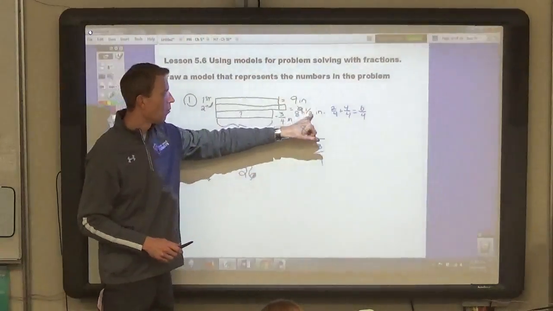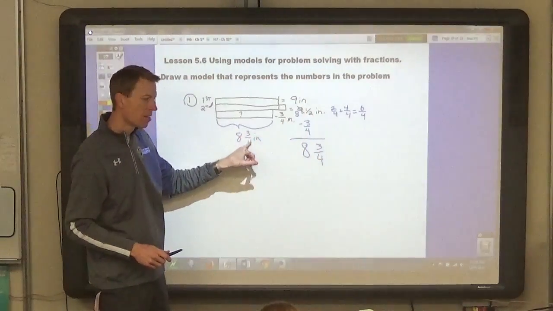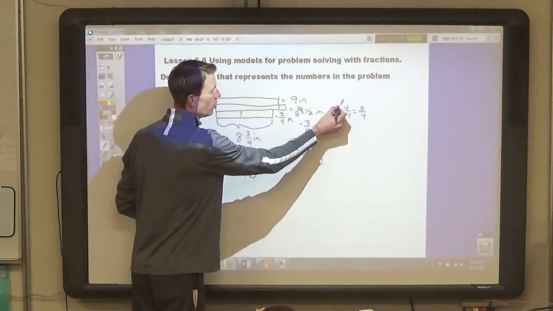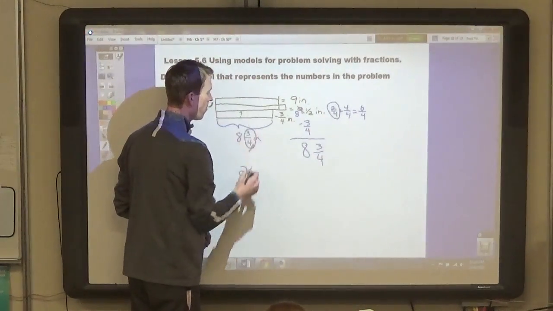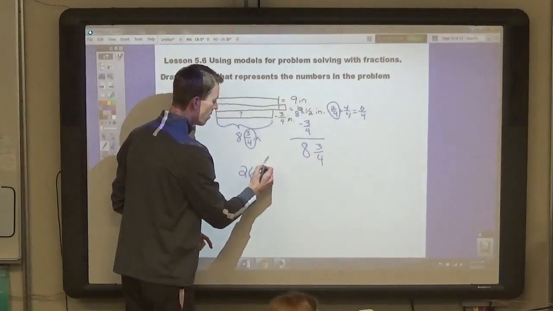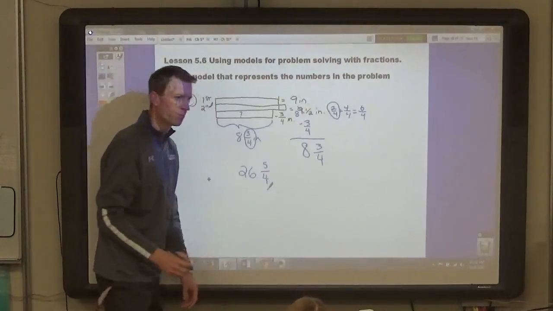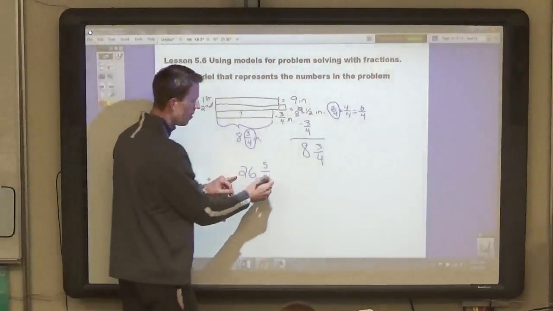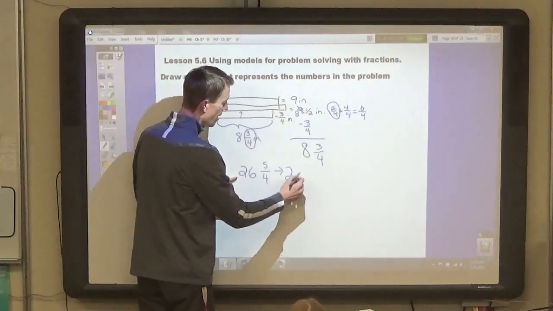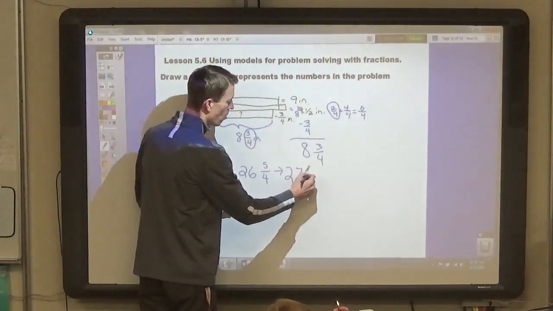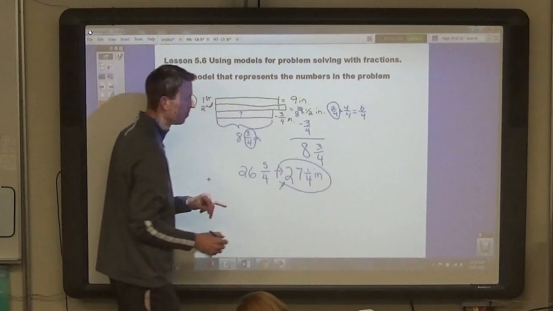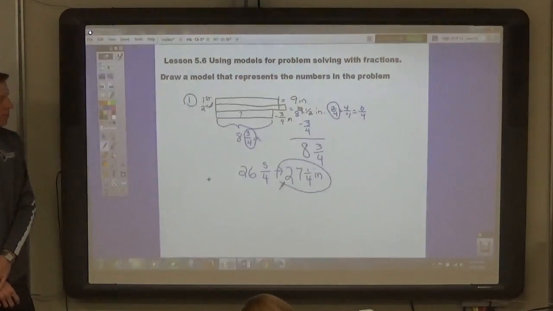And 1/2 plus 3/4 is the same as 2/4 plus 3/4, which is 5/4, right? And then, write that correctly, 27 1/4 inches is the total. Okay?